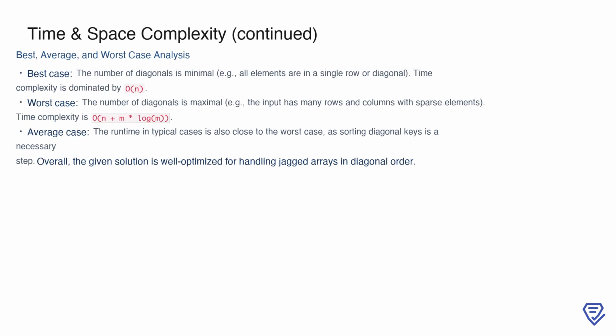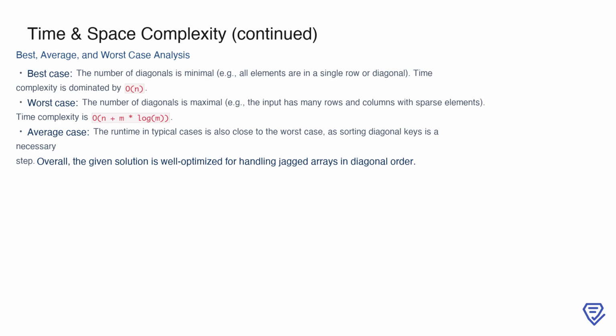Finally, let's consider the best, average, and worst-case scenarios for this solution. In the best case, the number of diagonals is minimal, such as when all elements are in a single row or within the same diagonal. Here, the time complexity is dominated by O(n), as sorting the diagonal keys becomes trivial. In the worst case, the input contains many rows and columns with sparse elements, resulting in the maximum possible number of diagonals. Under these conditions, the time complexity reaches O(n + m log m).